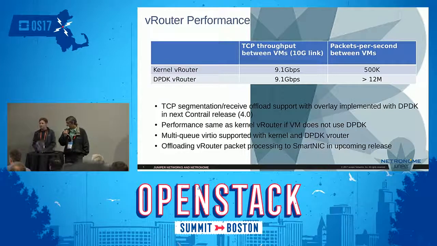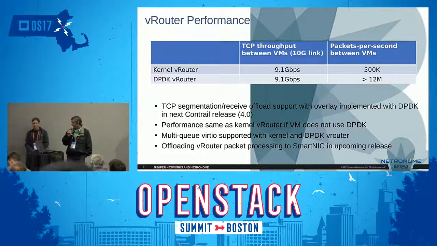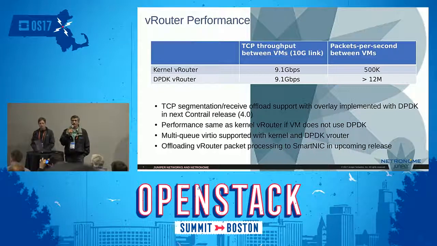So we're able to get line rate on a 10 gig link, and we've seen with 2 by 10 gig lag, we get about 17 gigabits per second. With the kernel vRouter, we only get about 500,000 packets per second. But with the DPDK vRouter, we get upwards of 12 million packets per second. But this comes at the expense of CPU. So it takes us 6 to 8 CPU cores to achieve that kind of performance.